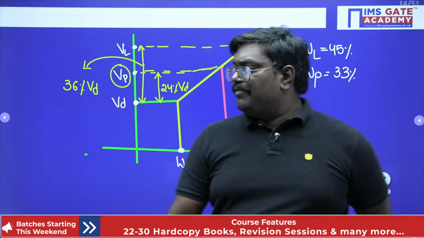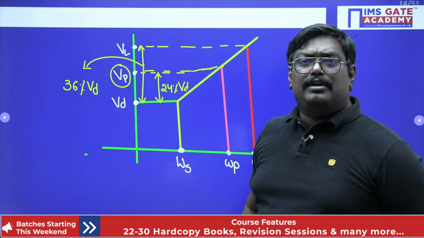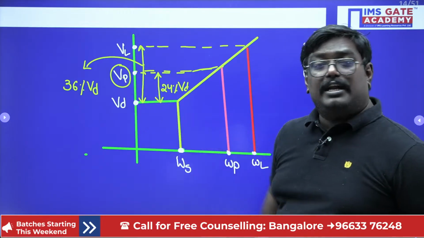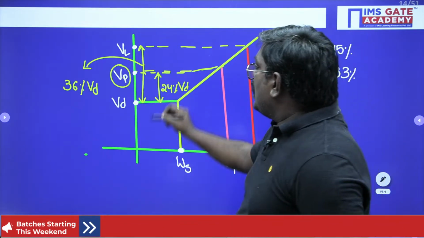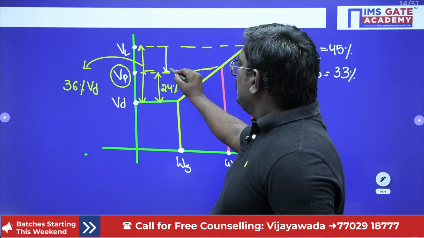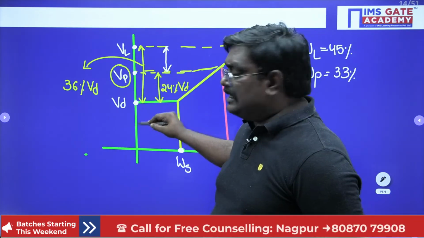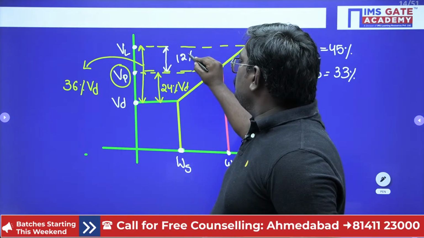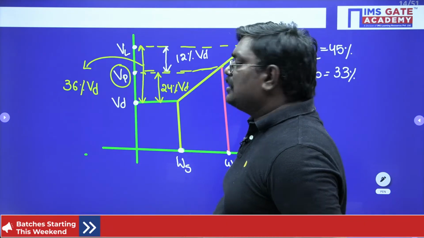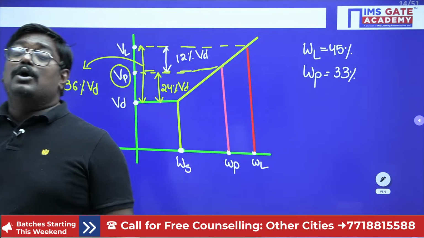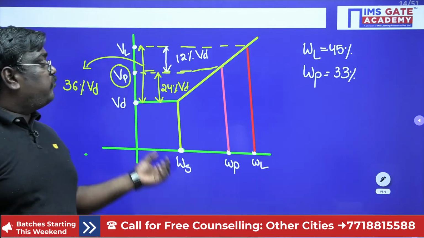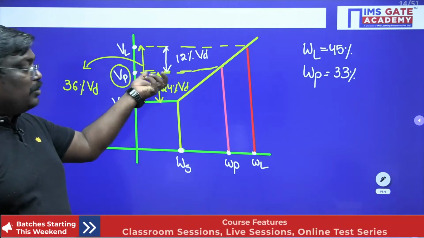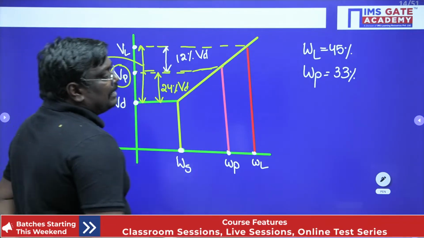So here they have given that the volume change from liquid limit to dry state is 36 percent, and from plastic limit to dry state is 24 percent. So what will be the change from liquid limit to plastic limit? 36 minus 24 will give you the volume change from liquid limit to plastic state. That will be equal to 12 percent. First they have asked what is the shrinkage limit, but before doing the shrinkage limit, let us do the shrinkage ratio.